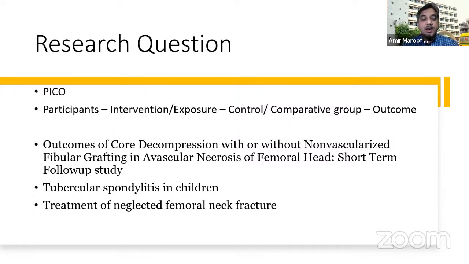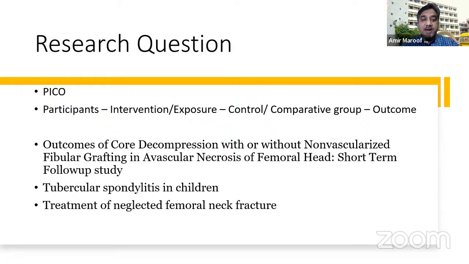Okay. Let us look at the third example, treatment of neglected femoral neck fracture. Now this also seems to be an observational study, a cross-sectional kind of study, or a follow-up study, but in this there is no comparison group. So let us see what the participants are. Participants are those who are suffering from a neglected femoral neck fracture. And what is the outcome? The treatment. So some treatment is being given and the treatment is the outcome.